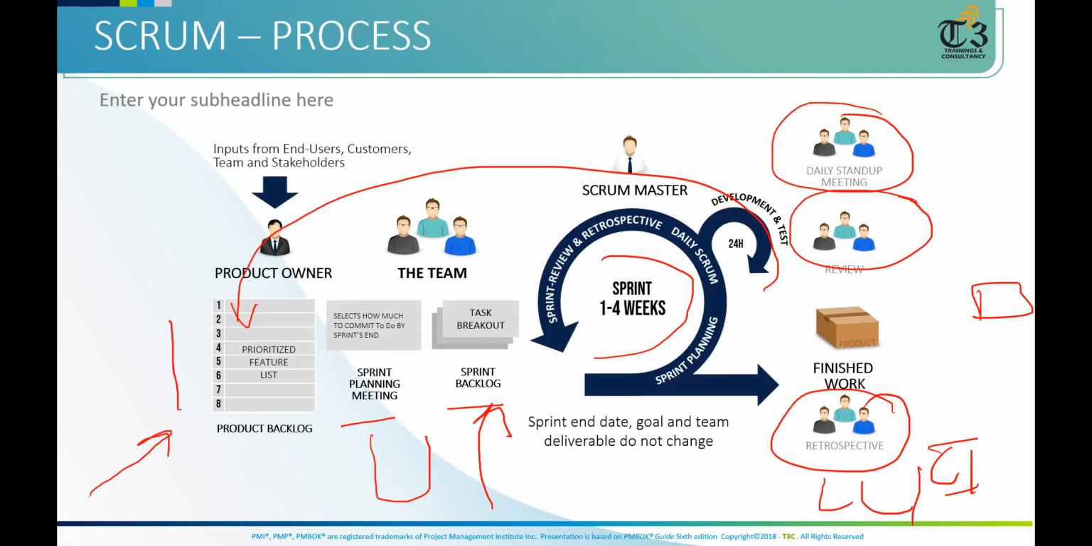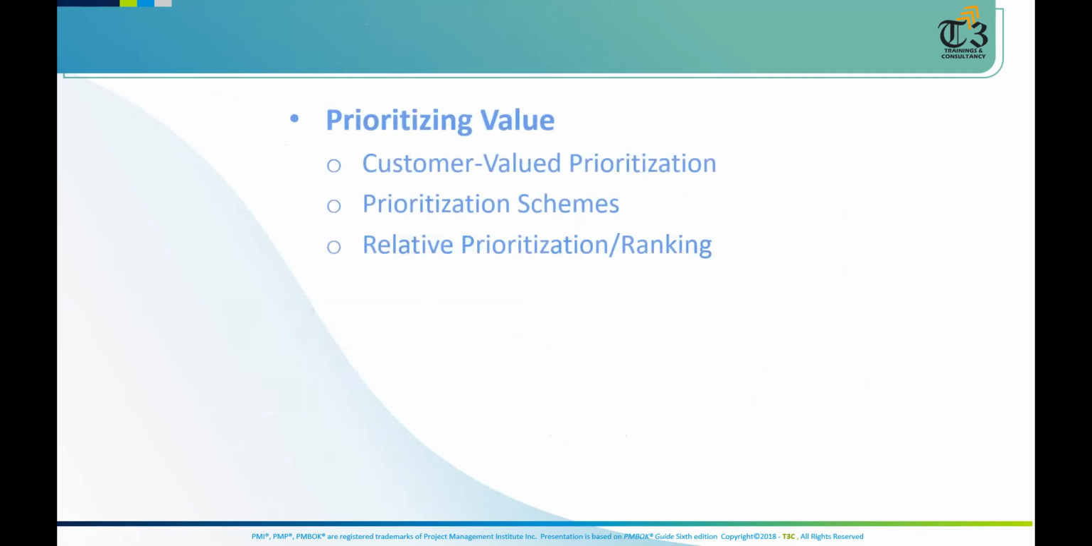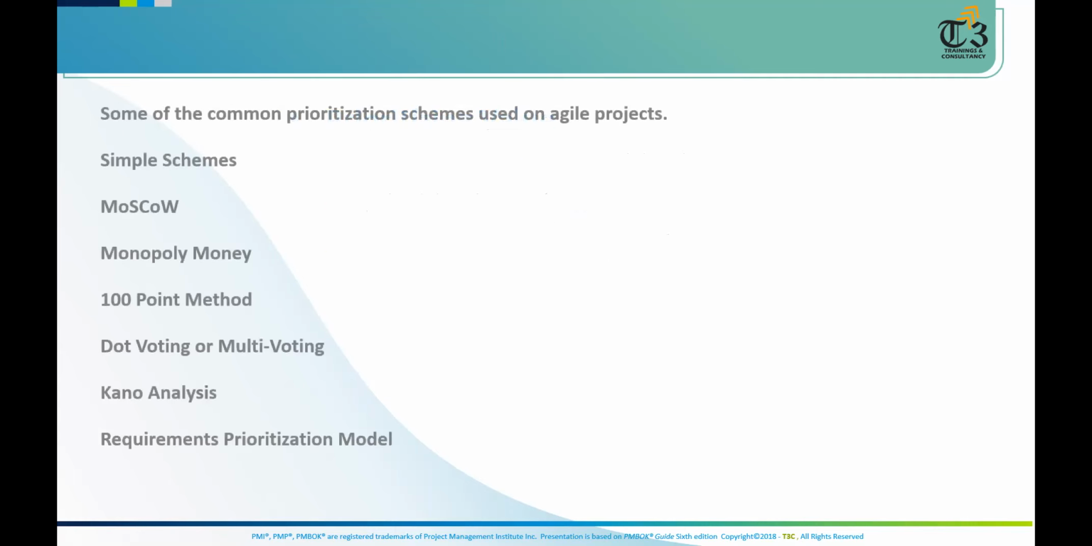We said that this should have the prioritization. The value which will provide highest return should be on the top, and the stories which have highest risk should be on the top. For prioritization, there are prioritization schemes. Number 1 is customer value prioritization, which means customer said do it first, we have to do it first. Otherwise, we have what? Moscow.